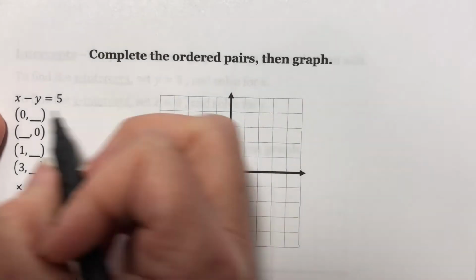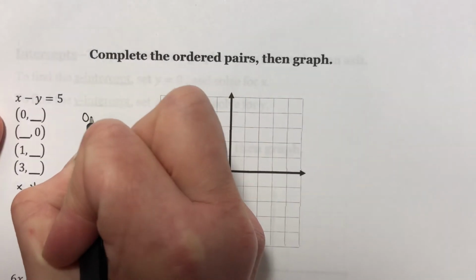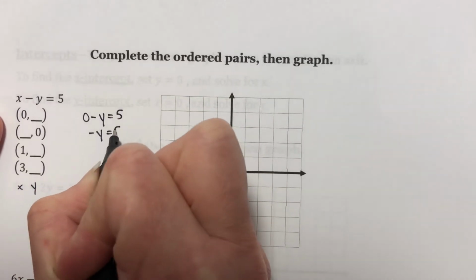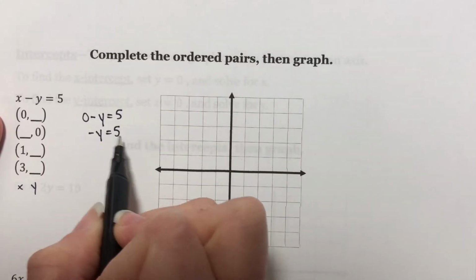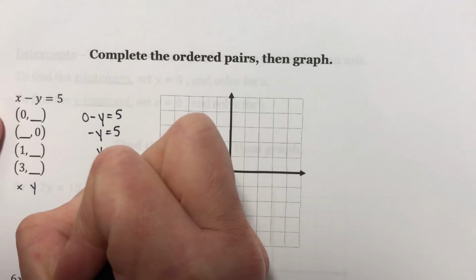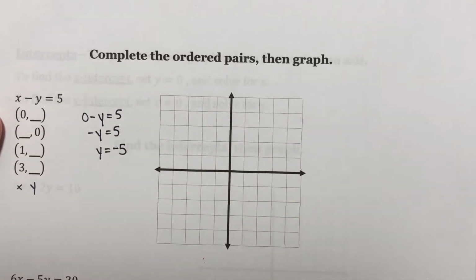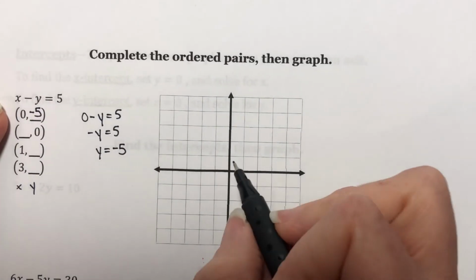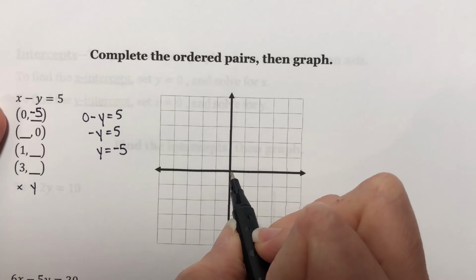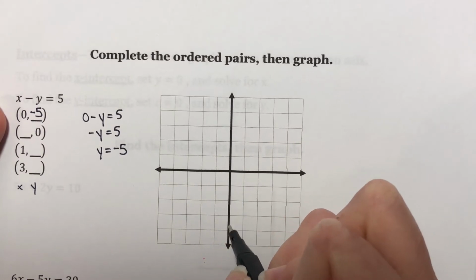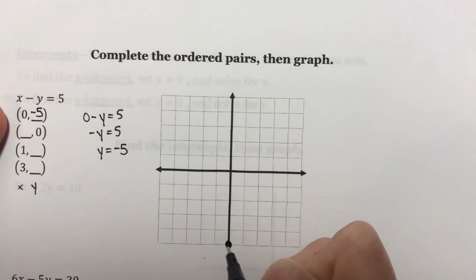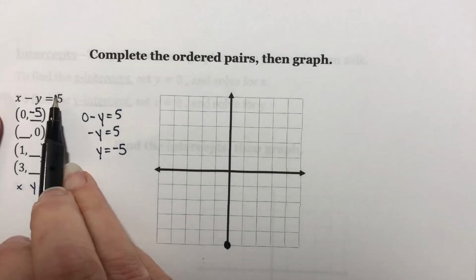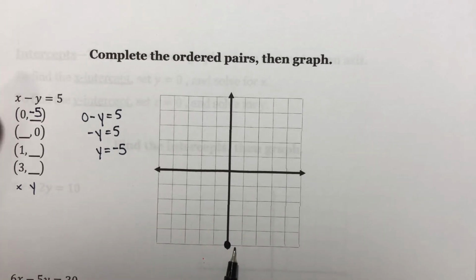So starting here, if I let my x be 0, 0 minus y is equal to 5. Well, that's just negative y equal to 5. And if you have a negative variable instead of a positive variable, you just change the sign on both sides. So y equals negative 5. So the number that should go here is negative 5. Let's go ahead and plot this. Go to 0 on the x, which is here. Go to negative 5 on the y, which is right here at the bottom. Now, what that tells me is that this point is a solution to this equation. It's just one, though. There are infinite.